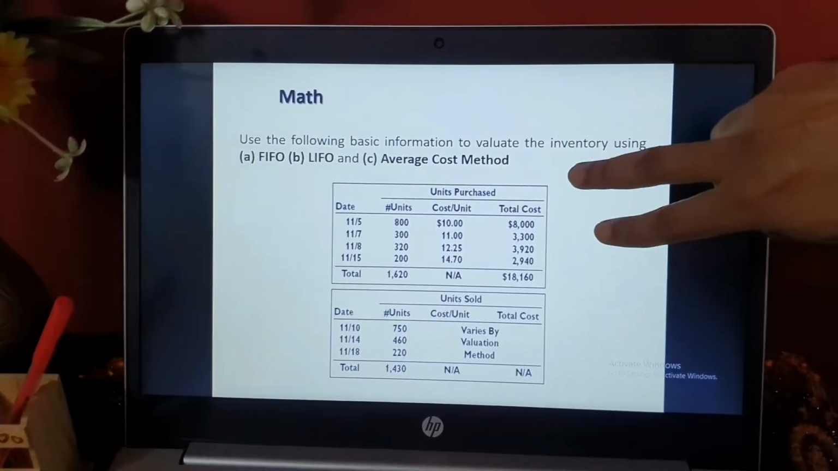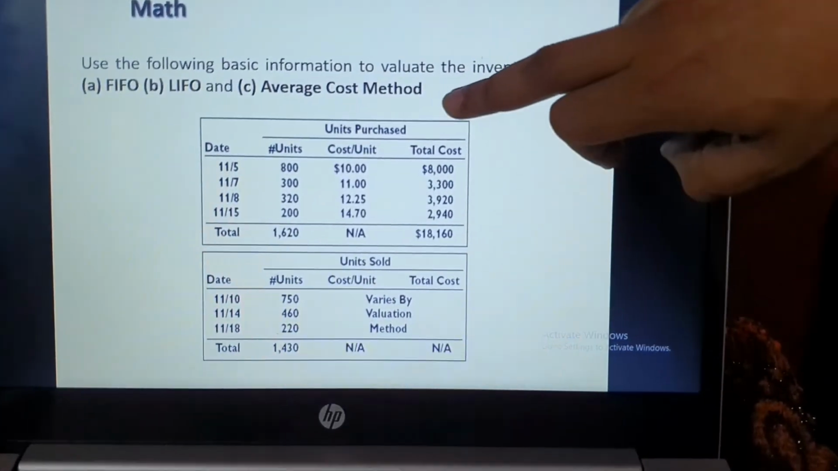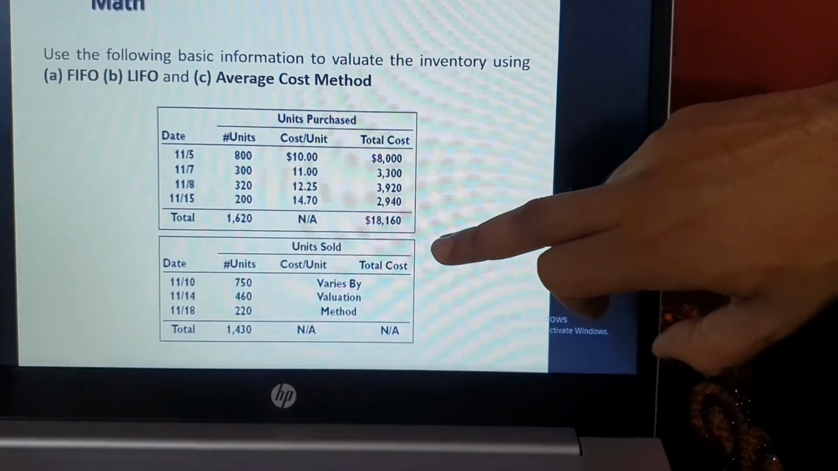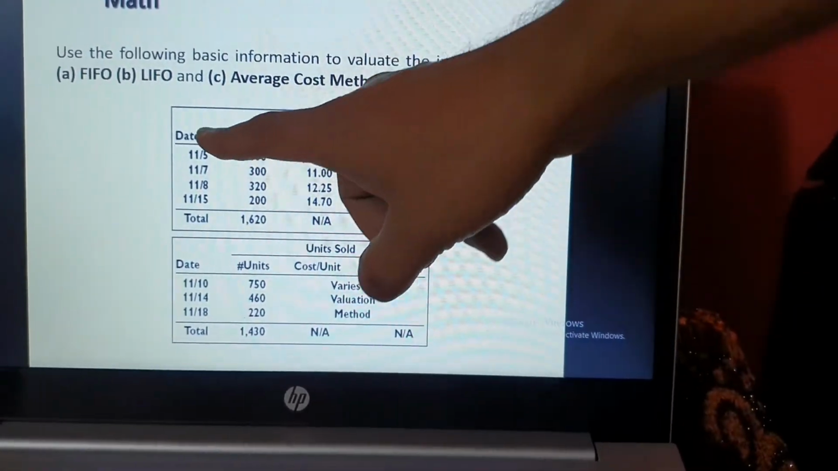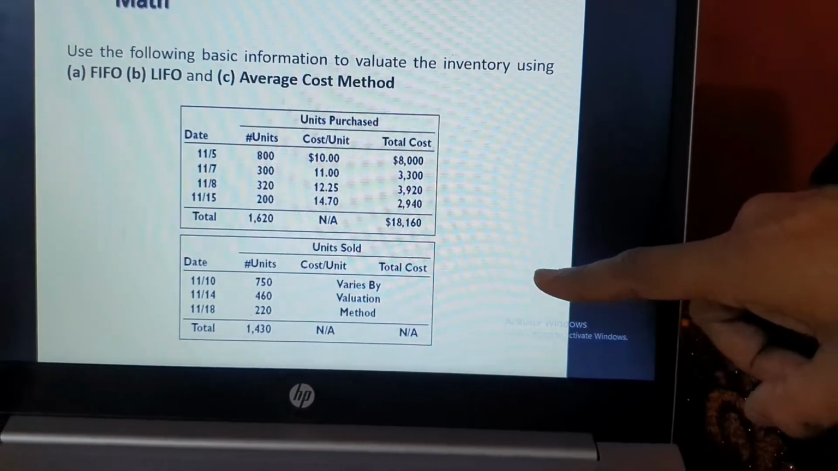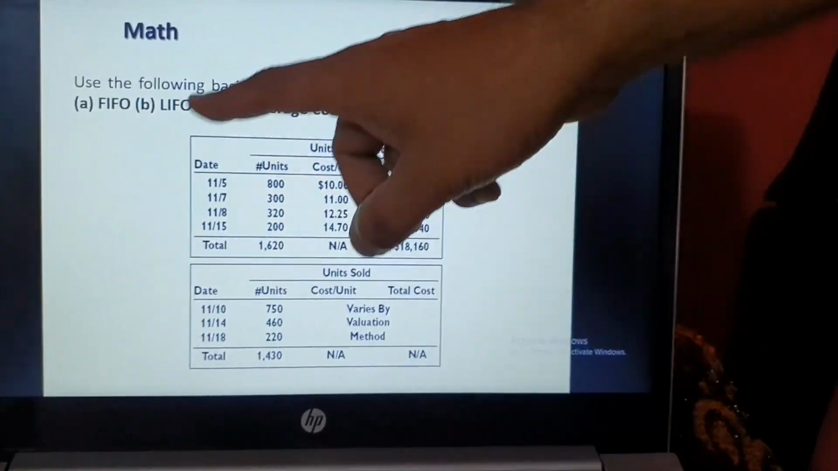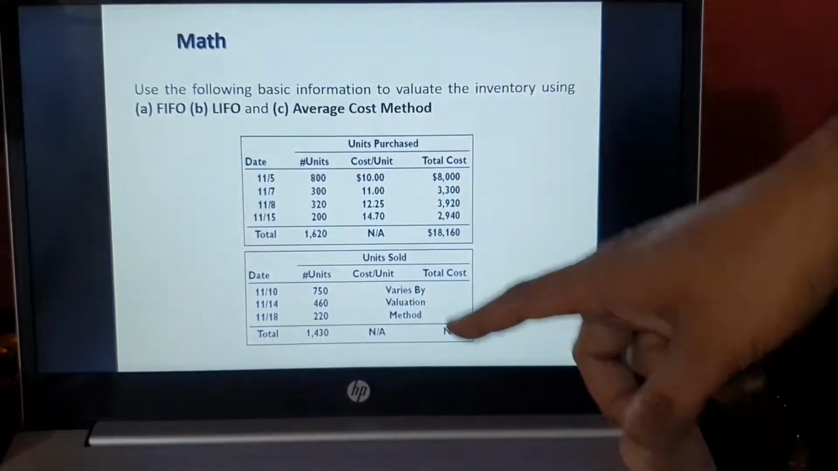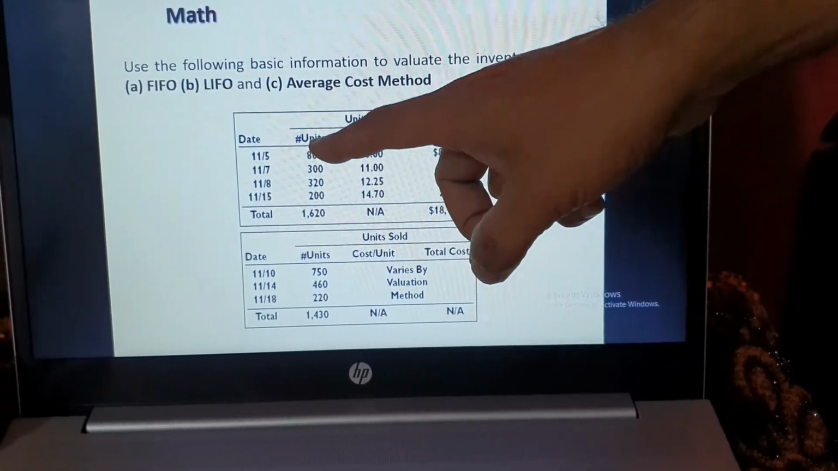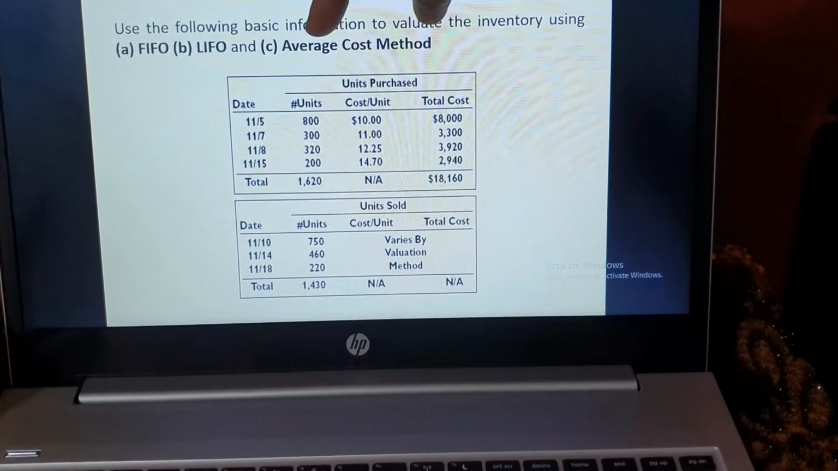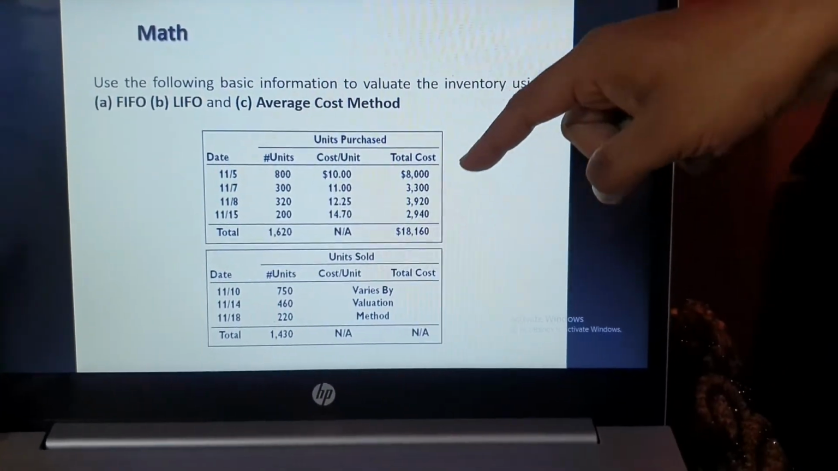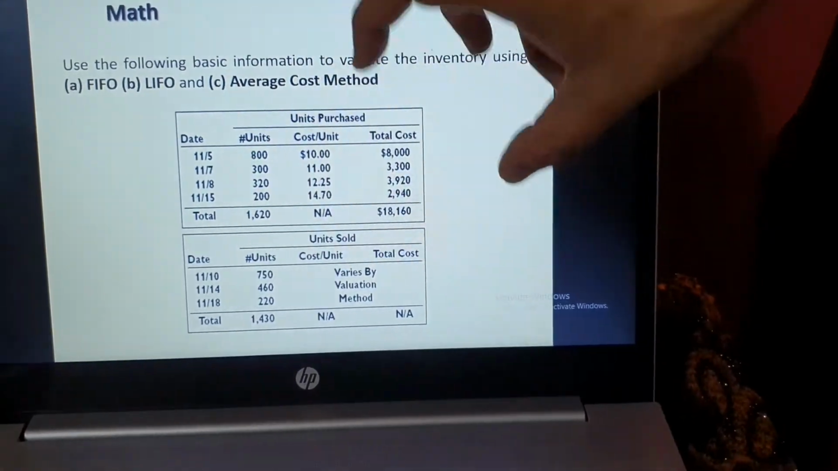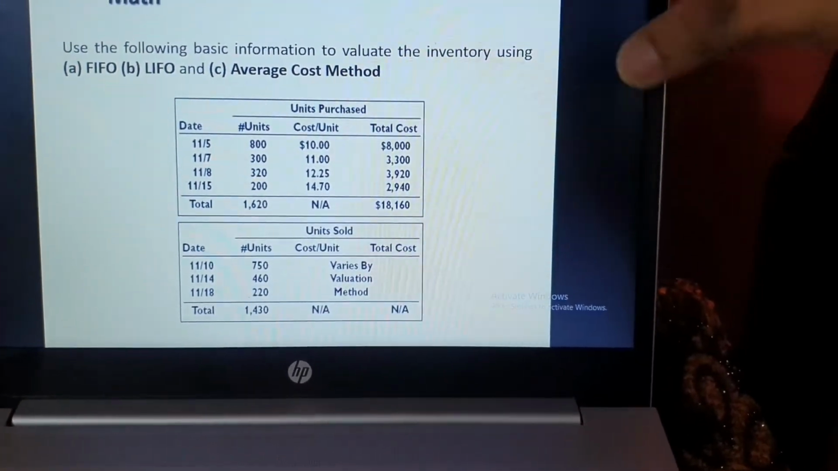Now you can see there are two tables given there. One identifies how many units you purchased, and another one is the units sold. If you look at the different columns of this table, you will find that the date is given in American style, so that's why the month comes first. Then the number of units and the cost of those units at the time that you purchased, and that is the total cost. So different dates are given here for the purchase of the units at different times.